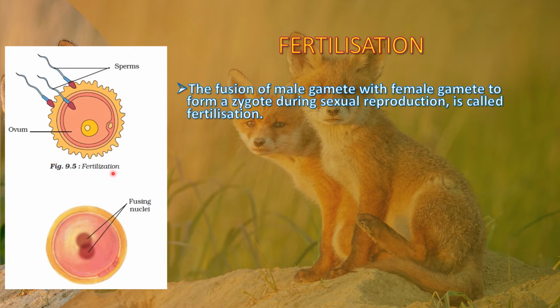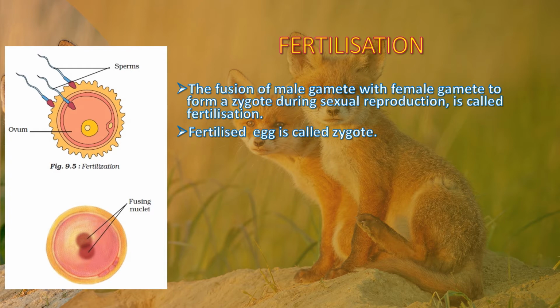Here is the picture of the fertilization. Here the nucleus of the sperm fuses with the nucleus of the ovum or the egg to form a single nucleus. So this is the fertilized egg. The fertilized egg is also known as zygote.